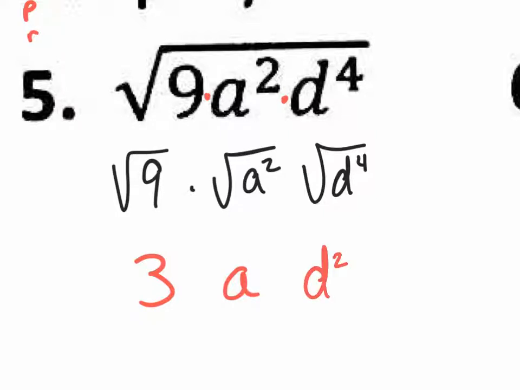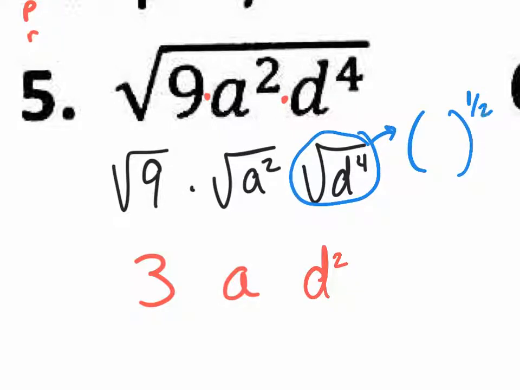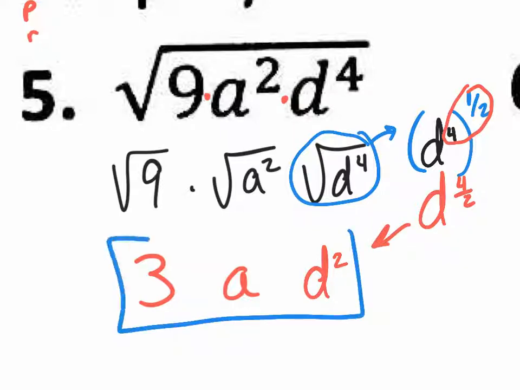Now, of course, if you wanted to be thorough showing your work, what you would do is this. You would rewrite the square root as the power of 1/2, and inside you'd have the d to the 4th, and then you would multiply the power to a power, giving you d to the 4 over 2, and 4 over 2 is really just 4 divided by 2, and that's how we get that answer over there of d squared. Anyway, this is your answer. There are no more square roots on it. It's just a simple answer, 3ad to the second.